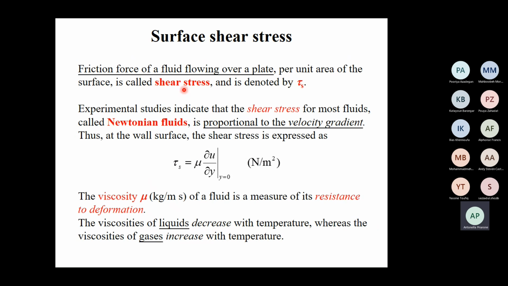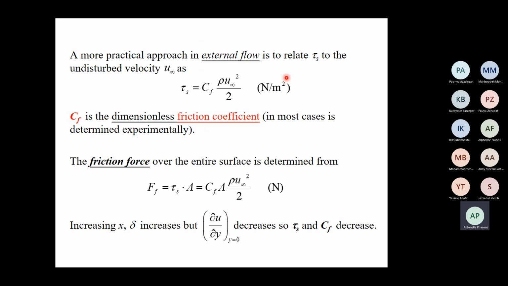Tau S is the surface shear stress, the force over the plate per unit area. If I want to estimate not the shear stress but the friction force in Newton, I have to multiply the surface shear stress by A, the area. So using the previous equation, I simply multiply by the area and I obtain my friction force. The most important part of this slide is the last sentence, because it's the physical meaning.